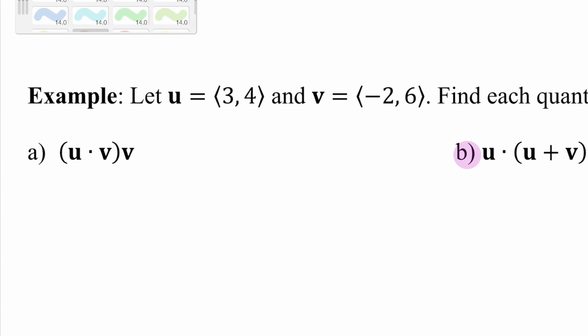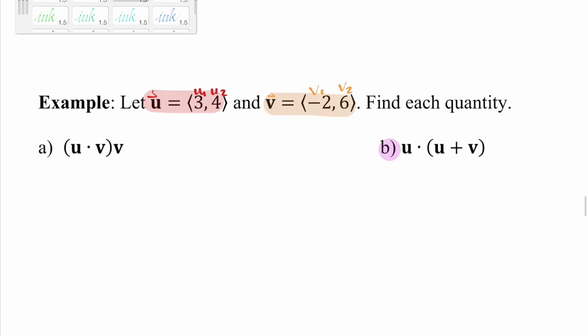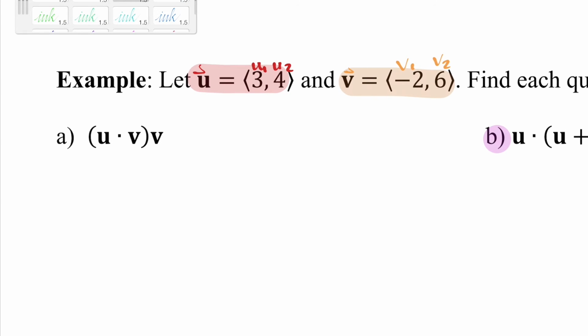Next, they've given me the vectors, and they want us to find the quantity. So for this first one, they want me to find vector U times vector V, or the dot product of U and V, and then at the end, I'm going to multiply that by vector V again. You could also rearrange this if you wanted to into vector V times vector V times U, which would be the squared of the magnitude of vector V. So that's something you can always check out a little bit later on.